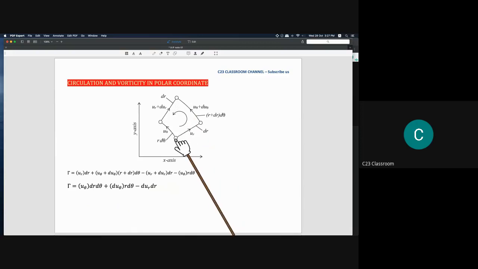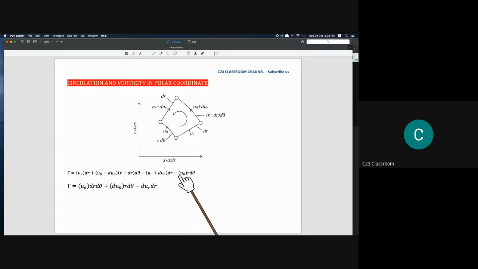And we assume that there is a molecule moving from here to here and then coming back to its original location. So we could calculate by using the same idea. So let's say for this one is ur times dr, and then the width is equal to 1. And then here is u theta plus du theta, and then the length here is (r plus dr) d theta. And then for this one is minus (ur plus dur) times dr, the path of this one, and negative u theta r d theta.